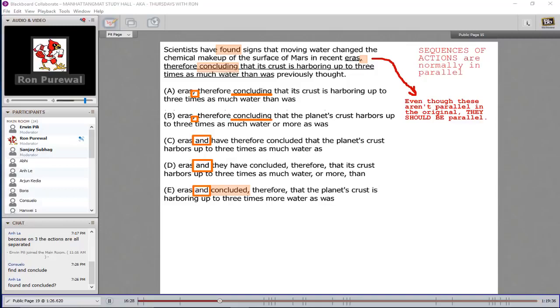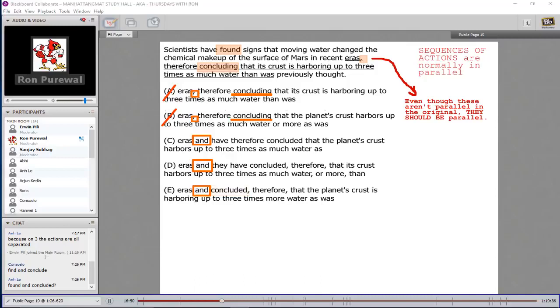So these are out. Now, C and D, they have found signs and have concluded. That also works. You can either, and so does concluded. So let me figure out how I'm going to do this. I'm going to do this with underlines.